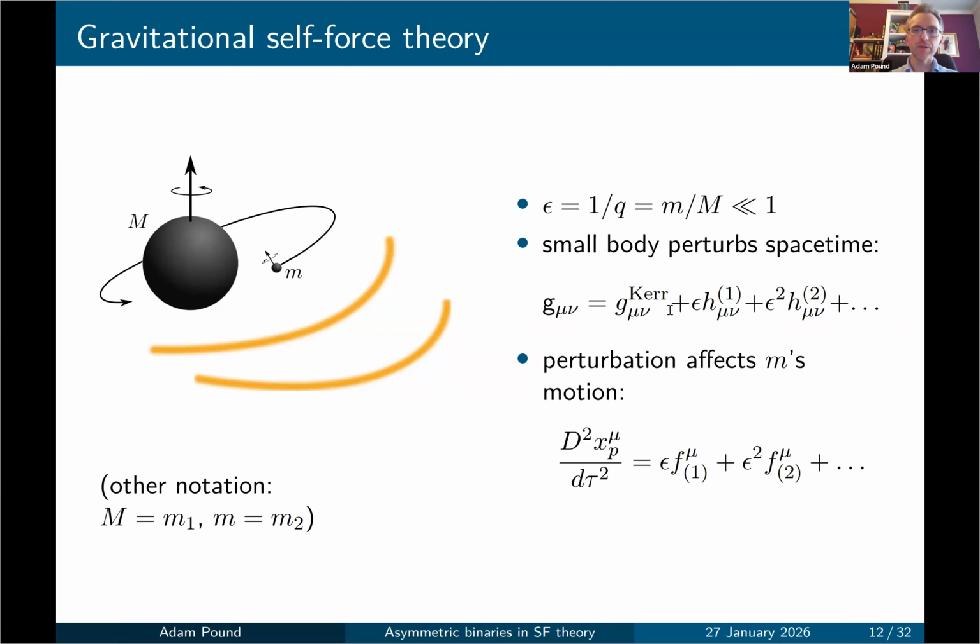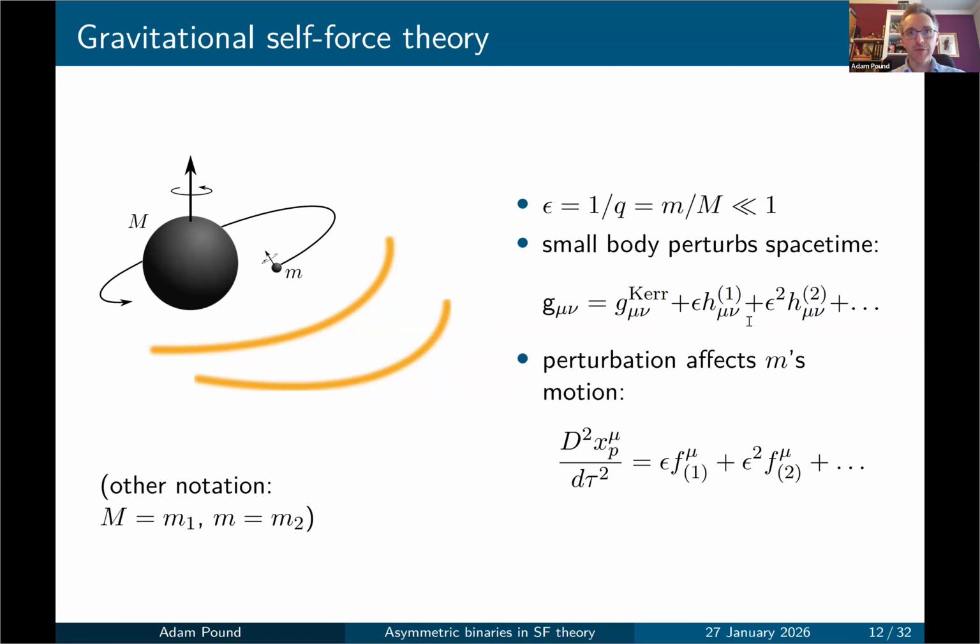Okay, so when we have this small parameter, the mass ratio, we can do perturbation theory. And here what we're doing is expanding in powers of our small mass ratio. So we're taking our exact space-time metric, we're expanding around the metric of an isolated big Kerr black hole, and we have corrections proportional to the small mass ratio, the square of it, and so on to higher order.